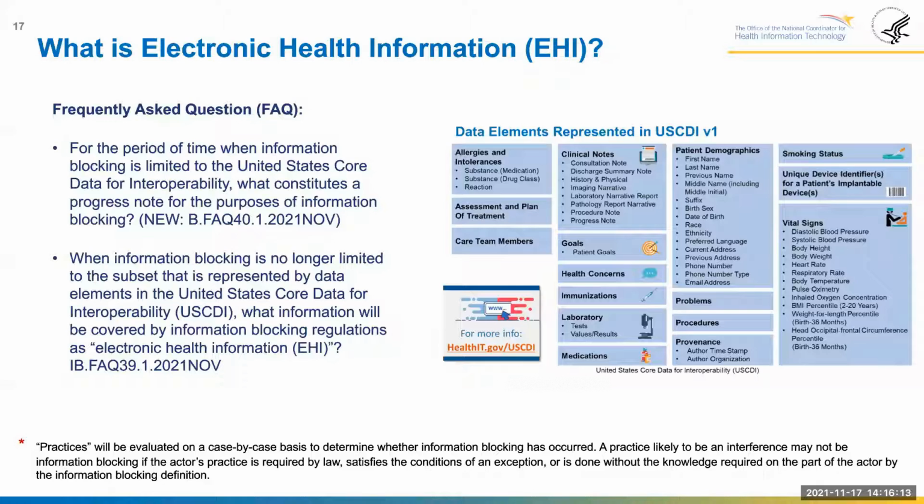Particularly, I heard you say soon we're going to have to share all of it. So we're going to talk about what all of it really is, primarily on the next slide. But to your first point, which is that it's a stepwise approach, that's true. What we did, beyond just delaying the applicability date, was set up the definition of EHI, at least for the purpose of information blocking, to be limited to the data represented by the USCDI from the applicability date, which is April 5th of this year, all the way through October 5th of 2022.